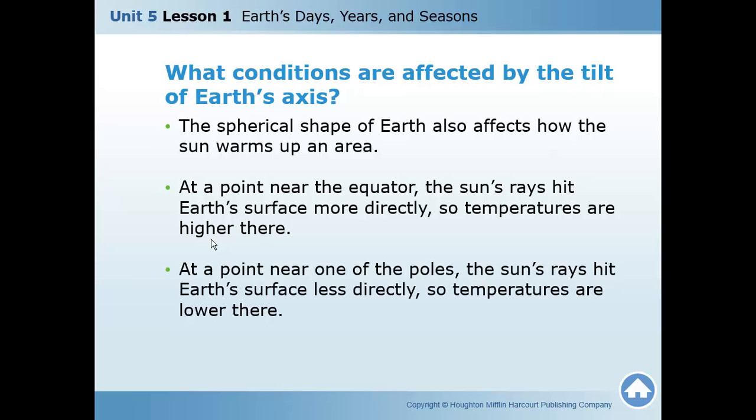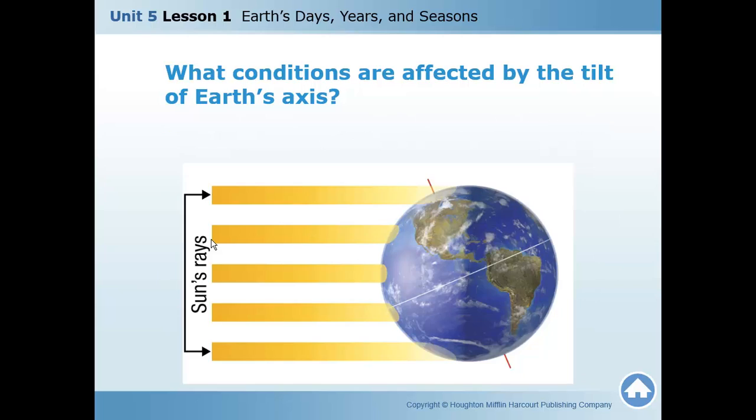At a point near one of the poles, the sun's rays are going to hit the Earth's surface less directly, so their temperatures are going to be lower there. Even though we may be tilted toward the sun in the northern hemisphere, let's say, the rays are still going to be a little bit less direct there during their summertime. So that's why if you go to Alaska in the summertime, it's not the same temperature as here. They're not getting as direct of sun rays.